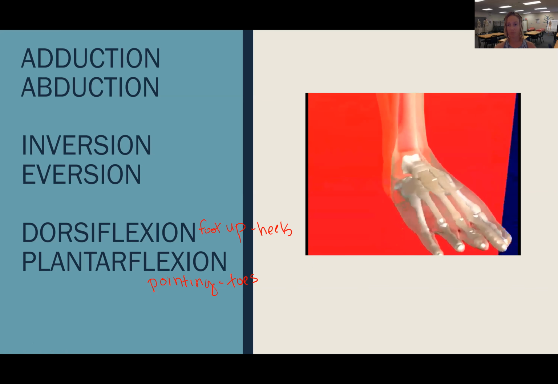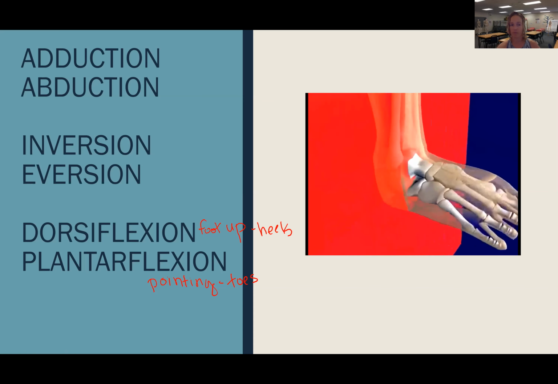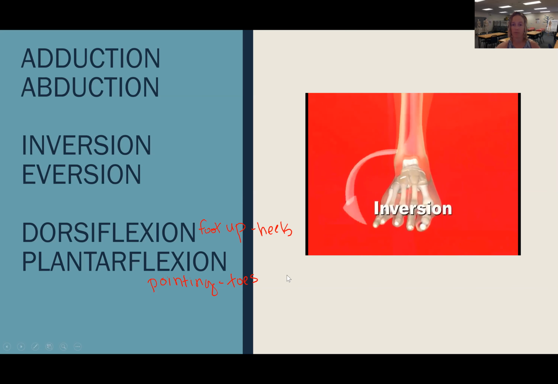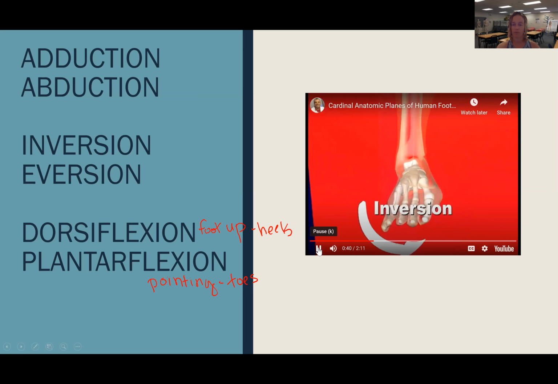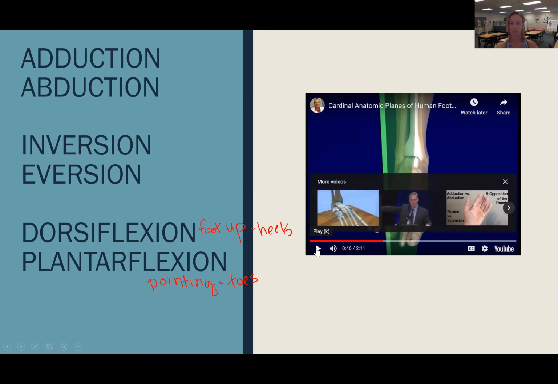The frontal or coronal plane divides the foot into anterior and posterior portions. Inversion and eversion are the motions that occur parallel in this plane. Inversion is when the plantar surface of the foot rotates toward the midline of the body, and eversion is when the plantar surface of the foot rotates away from the midline of the body. Okay, so the inversion and eversion is that rolling of your foot.